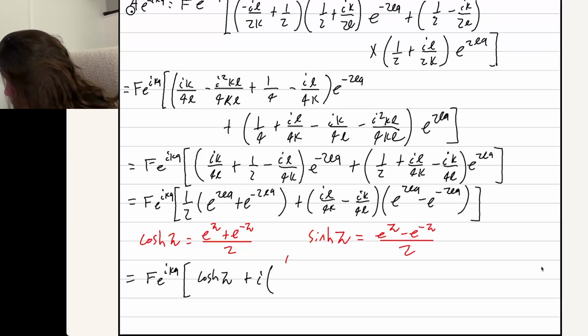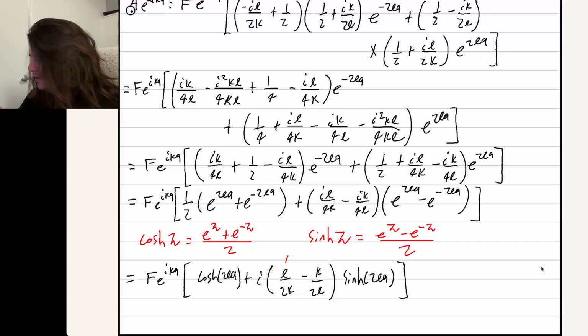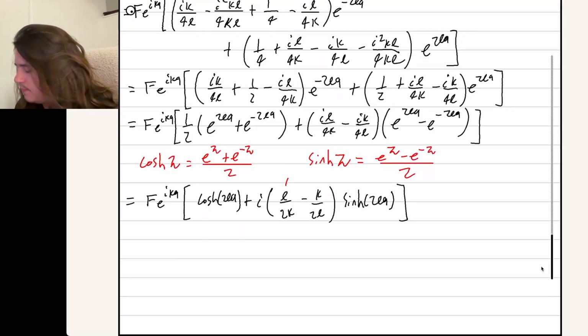but then these things have to be multiplied by 2, so it's going to be iL, nope, it's just going to be now L over 2k minus k over 2L, and that's multiplied by sinh of z. And I don't know why I'm writing z. It's actually 2LA, right? Nice. And remember all of this is equal to A e to the ika or minus ik.